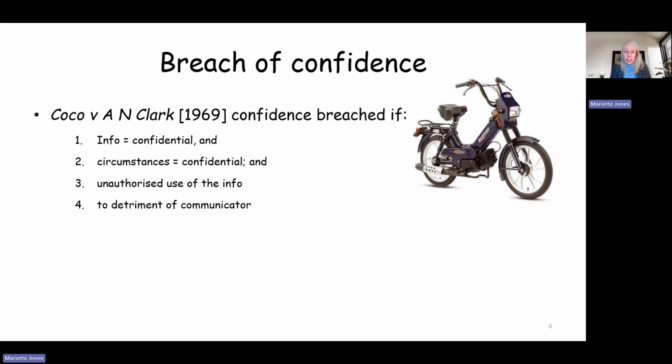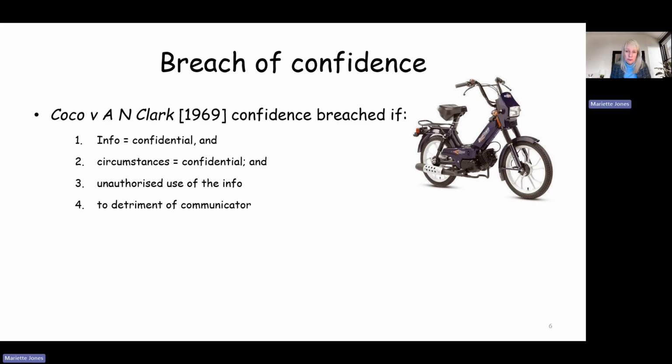He entered into discussions with A.N. Clark Engineers Ltd, a company he hoped would help manufacture or commercialize his design. To allow the negotiations to proceed, Coco provided technical information, drawings, and details of his prototype engine to the company. He claimed that this information was confidential and supplied for the limited purpose of the negotiations.